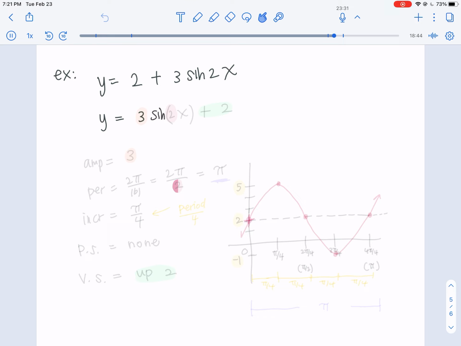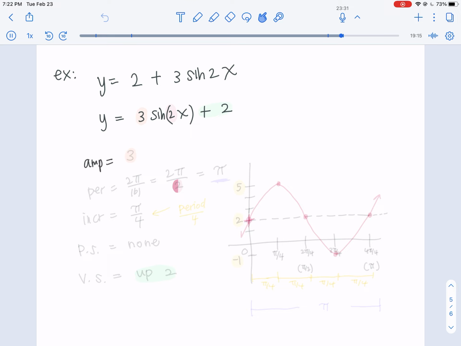So 3 sine of 2x plus 2. Okay. And if you want, you could put the parentheses around the 2x so that you can visually see that that's the only thing on the inside. So in this case, we don't have a phase shift, but we have a, what kind of shift? Up and down shifts. Vertical shift, right? Vertical shift, yes. Okay. So go ahead and fill this out for me.